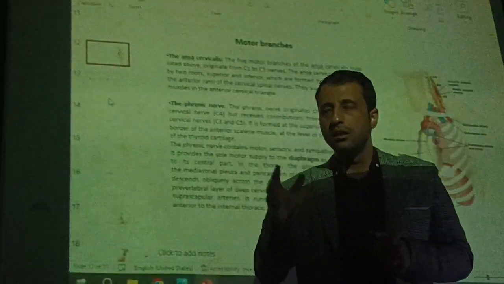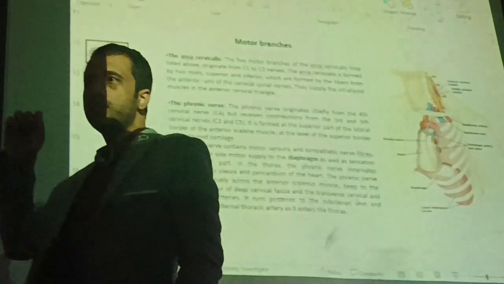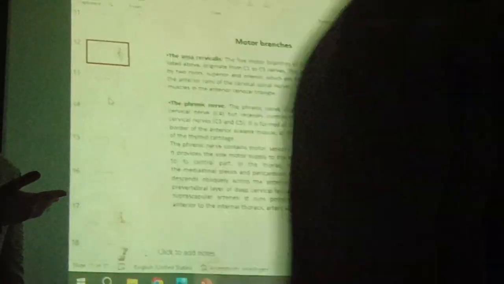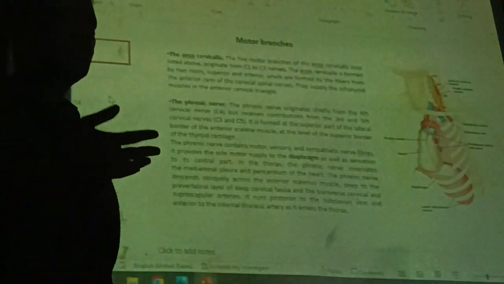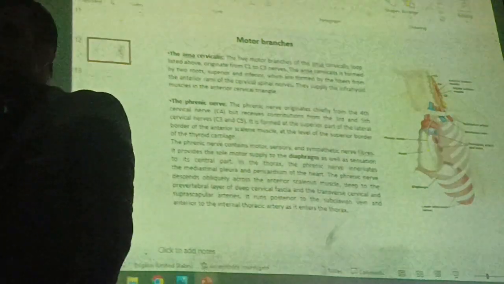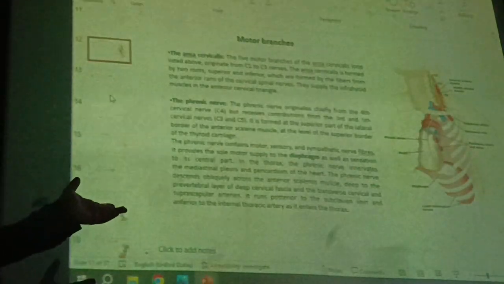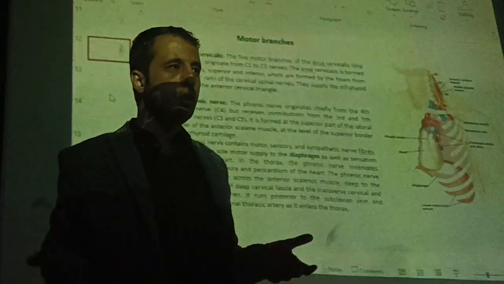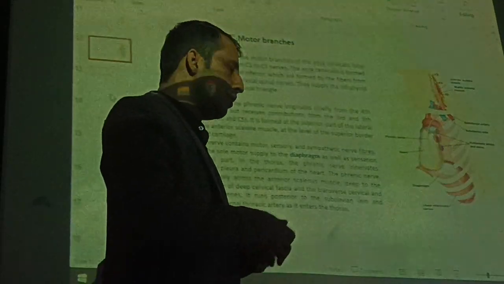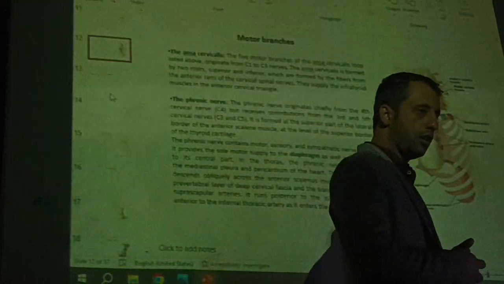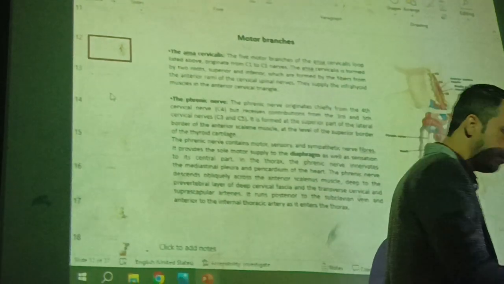The motor branch. I said that the motor branch was the phrenic nerve. The phrenic nerve has the motor branch and also a sensory branch. Sensory branch for the pericardium and the parietal pleura, the parietal layer of the pleura.